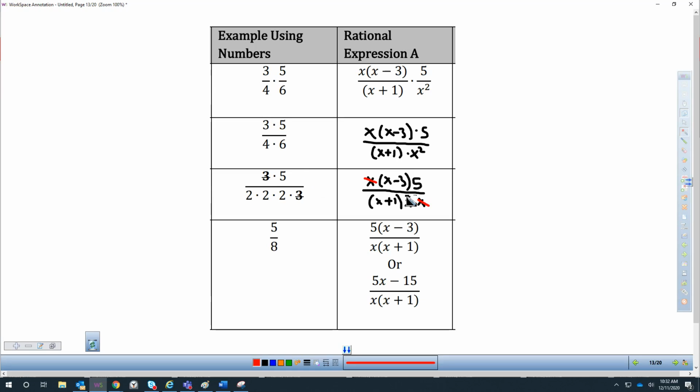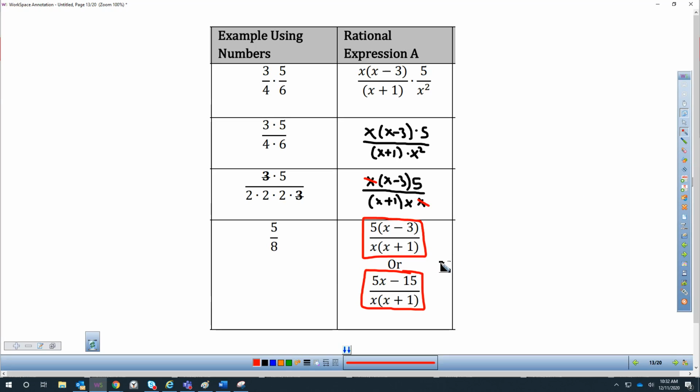And then after we do that, we just put stuff back together. So over here, they took the 2 times 2 times 2 that was left and multiplied them together to get 8. And the 5 was by itself on top, so it's just 5. Over here, you can see that what I have here is the same as this answer, just reordered a little bit. So they put the 5 and the x out in front. Or you can combine those together by distributing the 5 and distributing the x and get 5x minus 15 over x times x plus 1, or you could write x squared plus x.